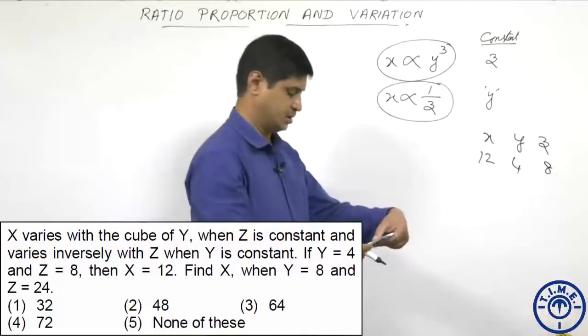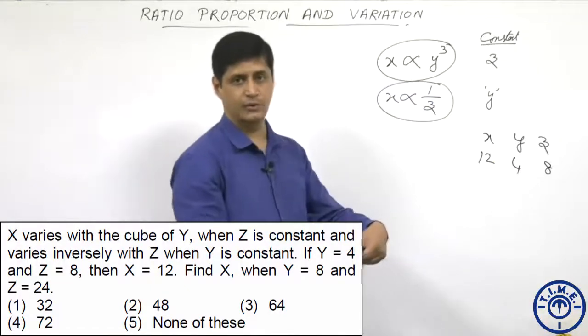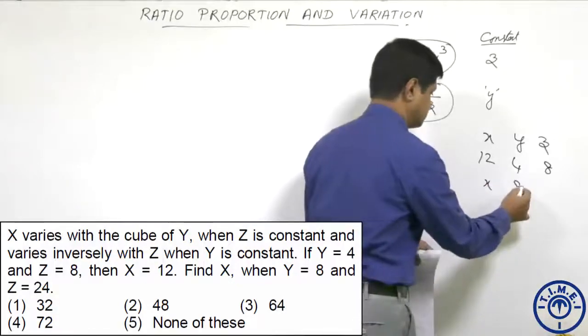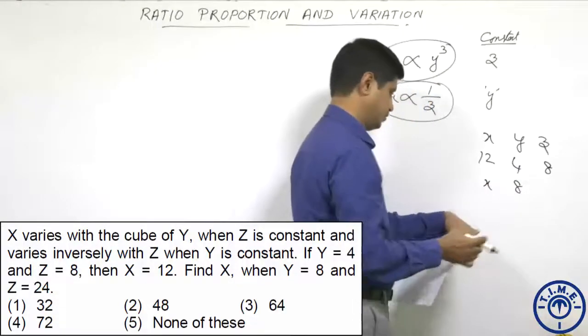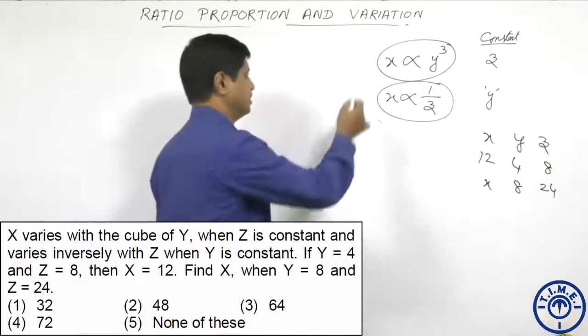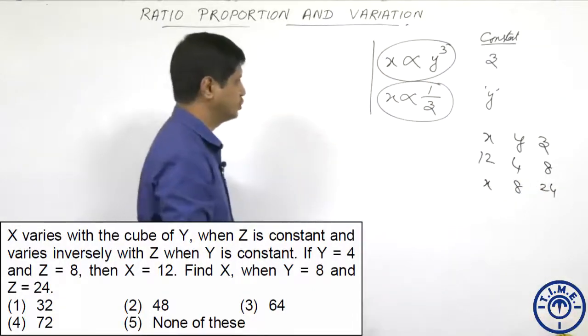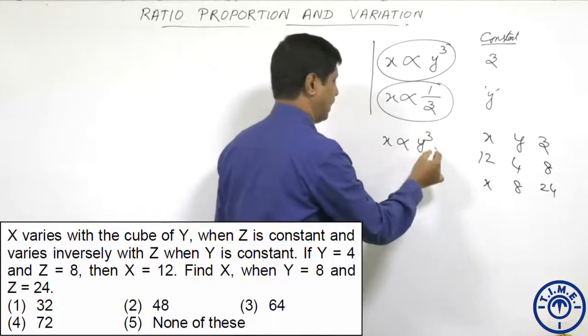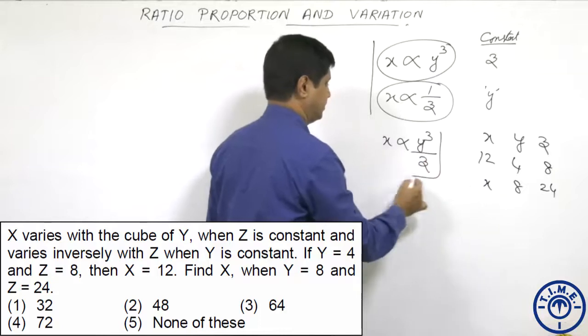What about the second case? Find the value of x when y is equal to 8 and z is equal to 24. Now what is the variation we get combining these two? X is proportional to y cube by z.